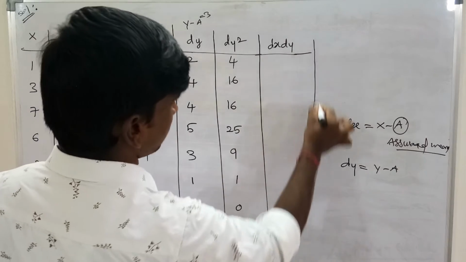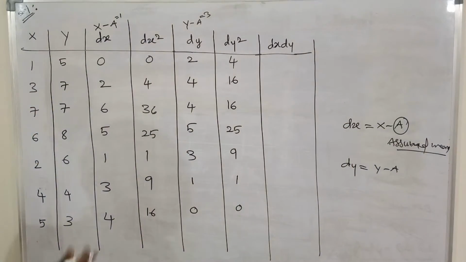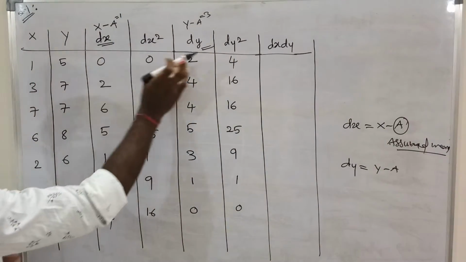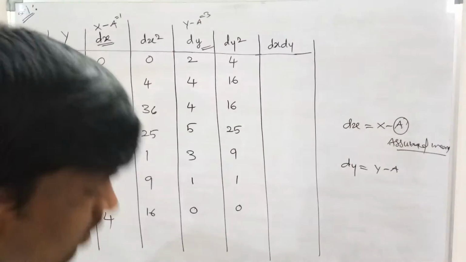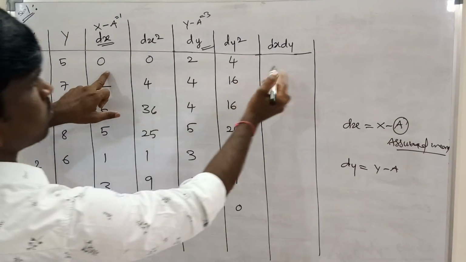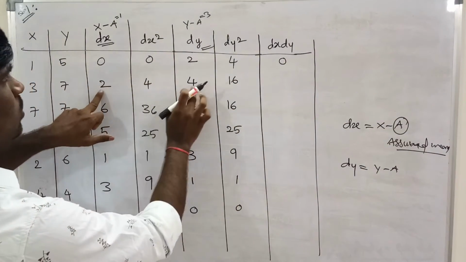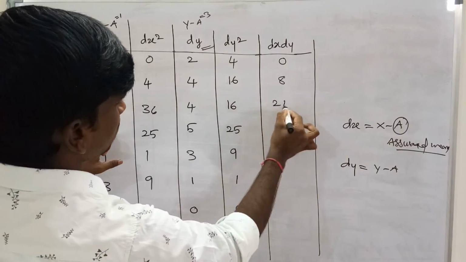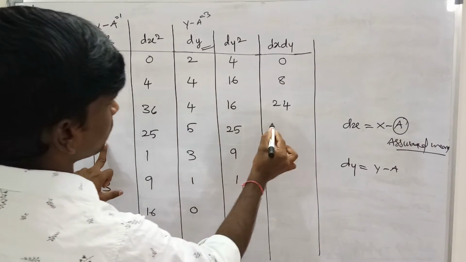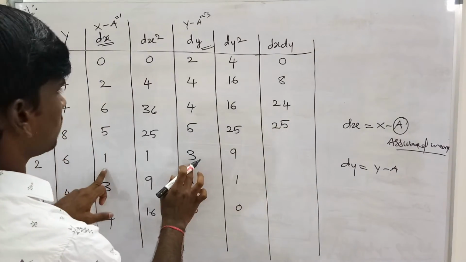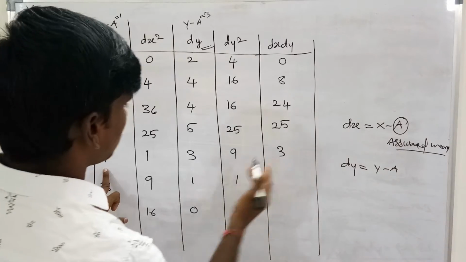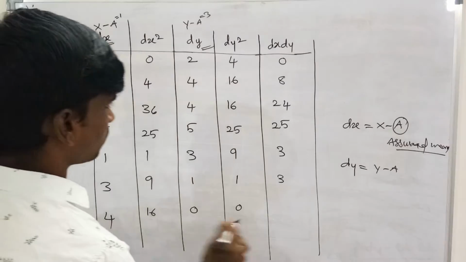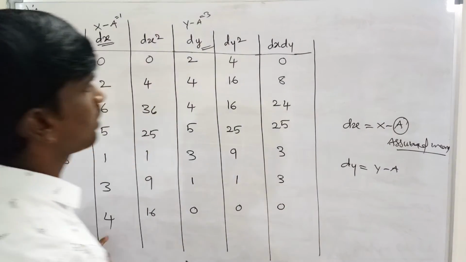Then dx into dy. This is the dx, this is the dy, dx into dy element-wise, right? 0 into 2 is 0, 2 into 4 is 8, 6 into 4 is 24, 5 into 5 is 25, 3 into 1 is 3, 1 into 3 is 3, 0 into 4 is 0, right?